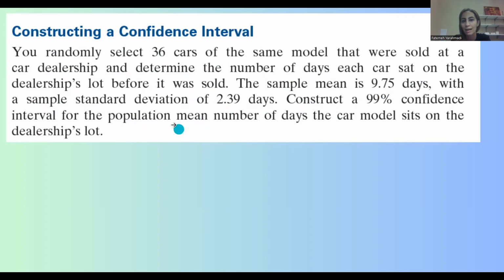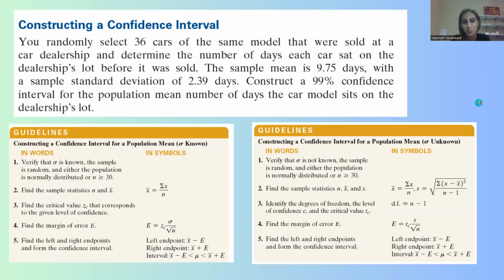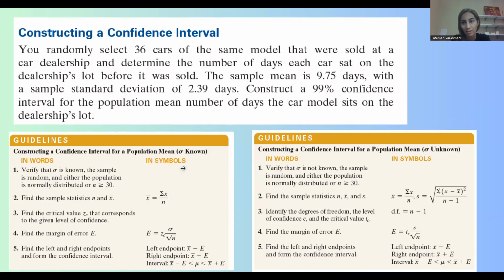What's the population average number of days the car model sits on the dealership's lot? So we are basically forming a confidence interval. What are the steps? Remember that when you have a confidence interval question for the mean, you have two options. The first option is to check to see if sigma is given to you and follow these steps using Z sub C, or check to see if sigma, the population standard deviation, is missing, and follow the steps using T sub C.